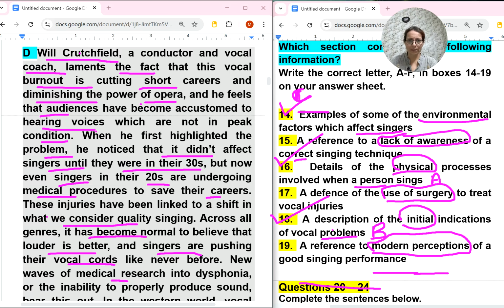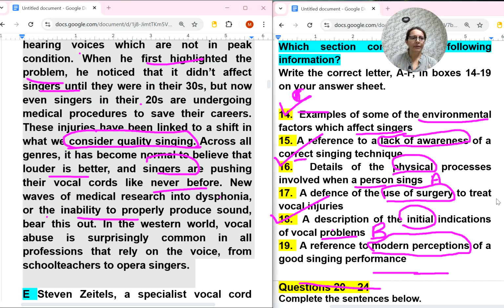New waves of medical research into this, or inability to properly. Okay, let's move this paragraph a little bit more because some lines are also left. So in this paragraph, what are they talking about? They are talking about injuries and all, and these injuries have been linked to a shift in what we consider quality singing across all genres, that we have already read. It has become normal to believe that louder is better. So a reference to modern perception of good singing performance we can match, but let's read a little bit more. New waves of medical research into medical research.